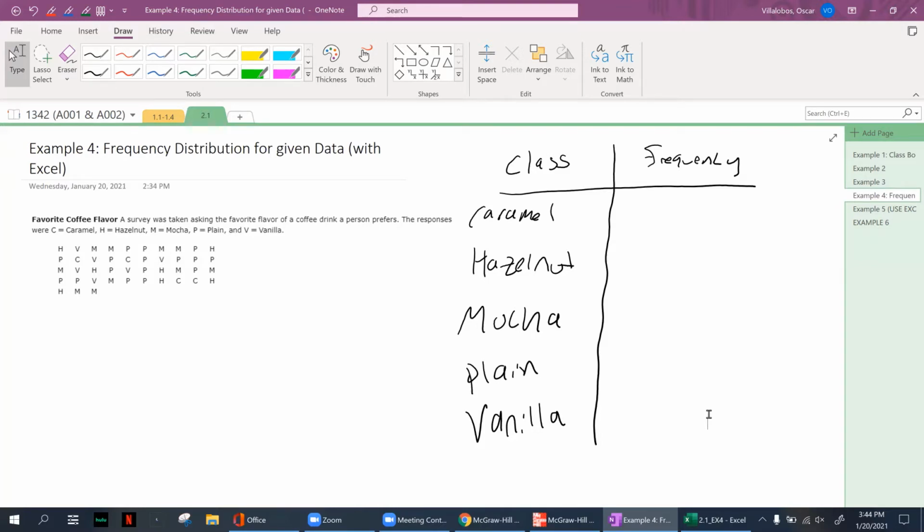So let's do caramel. Anything with a C, right there, right there. Anywhere else? Right there and right there. So I count 4 for caramel. So I won't get confused, let me go ahead and erase this real quick. Let's try hazelnut now. Oh, I got 1. I count 7. There's 7.